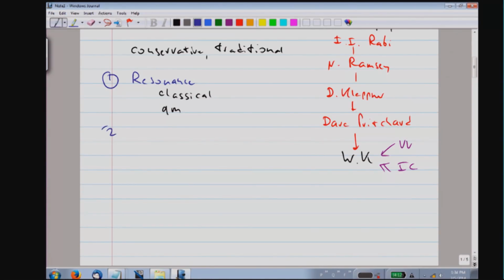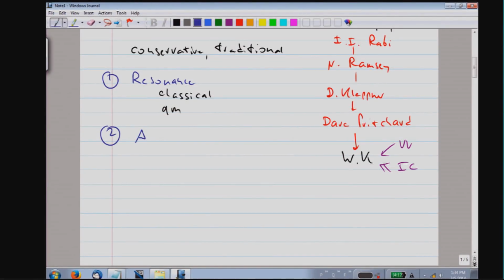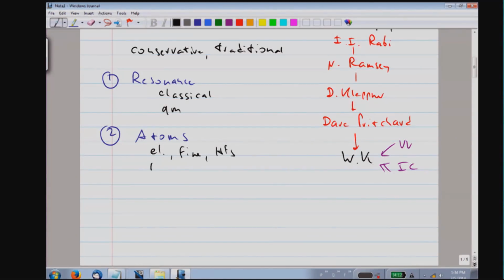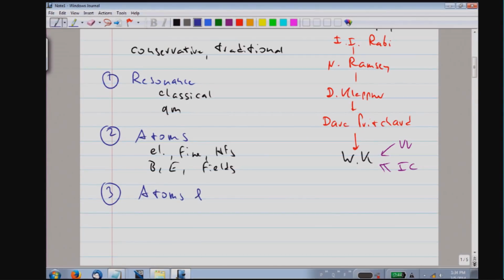So resonance is an overarching theme here, but then we have to introduce our main players. The atoms come to stage, and we want to understand the electronic structure, the fine structure, the hyperfine structure. We want to understand what happens in magnetic, electric, and electromagnetic light fields. We want to understand in a deep way how atoms interact with radiation.